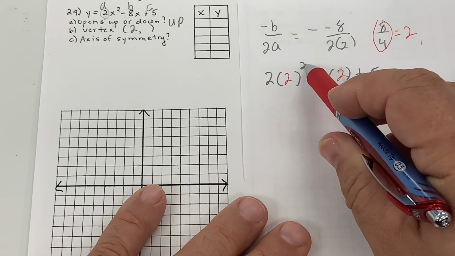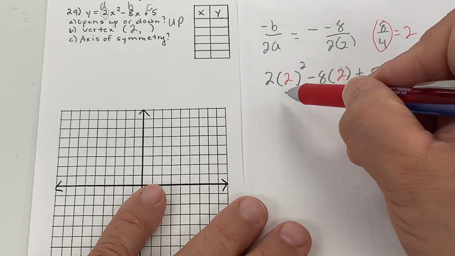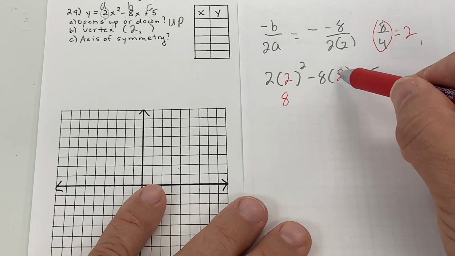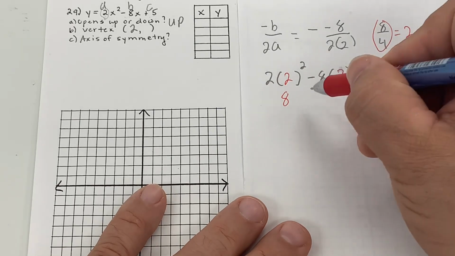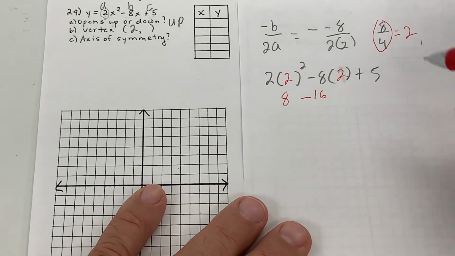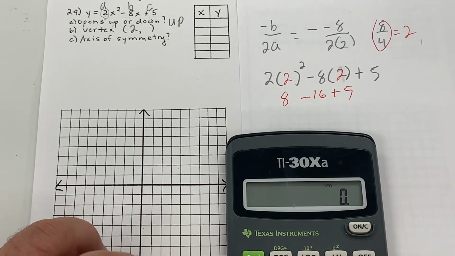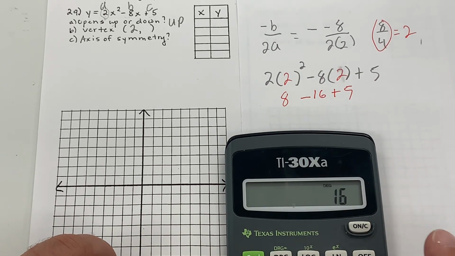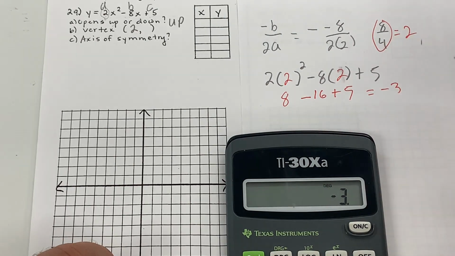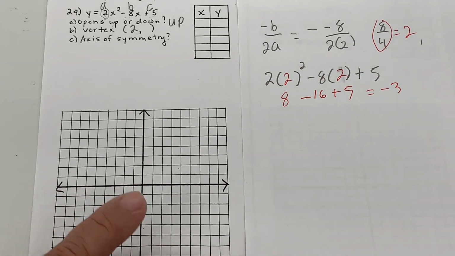So 2 squared is 4. 4 times 2 is 8. 8 times 2 is 16, so it's going to be minus 16 plus 5. Now I'm going to jam that into my calculator to get the value of 8 minus 16 plus 5. So 8 minus 16 plus 5 equals negative 3. So my y value for my vertex is negative 3.